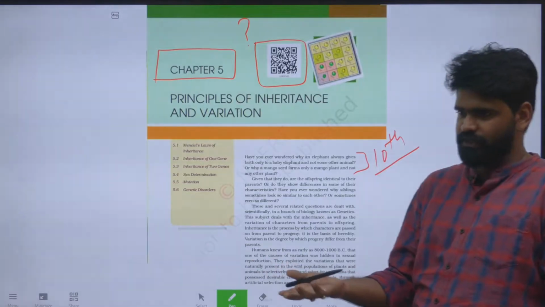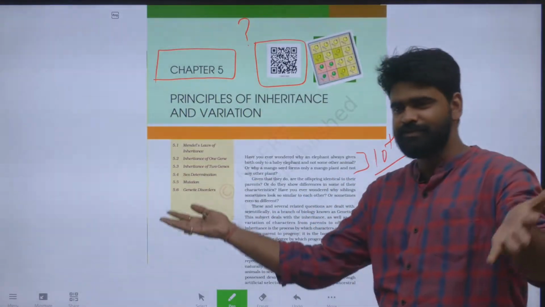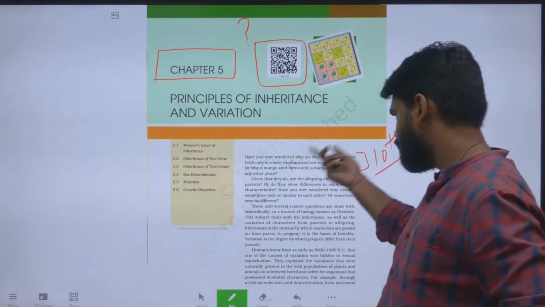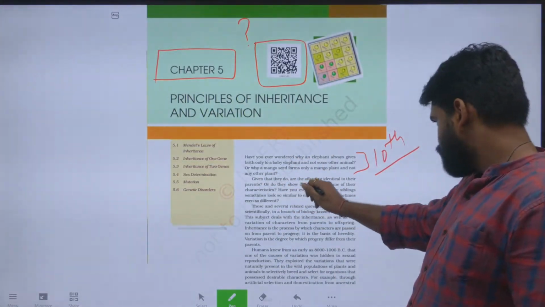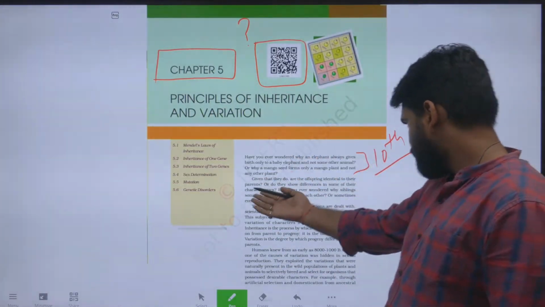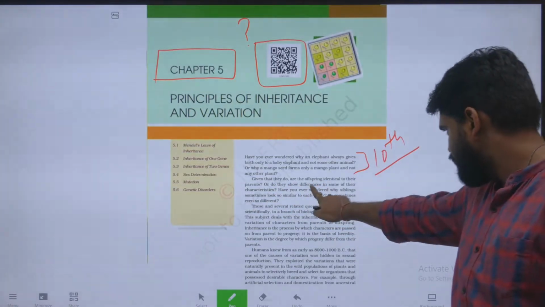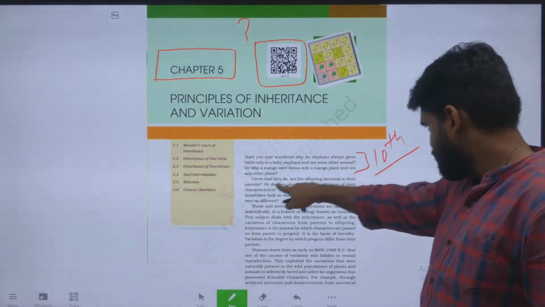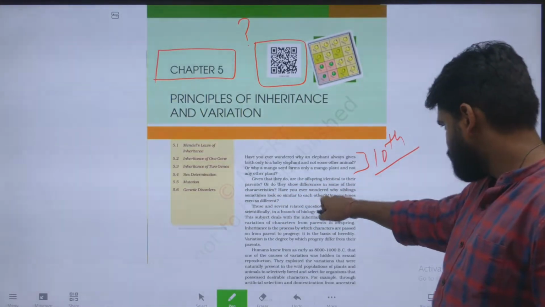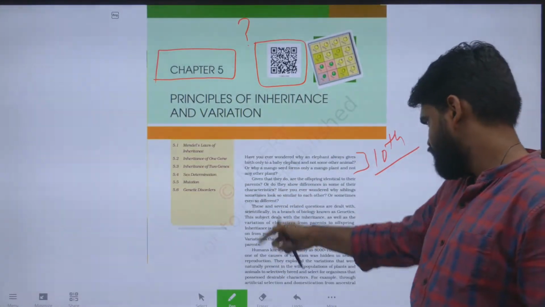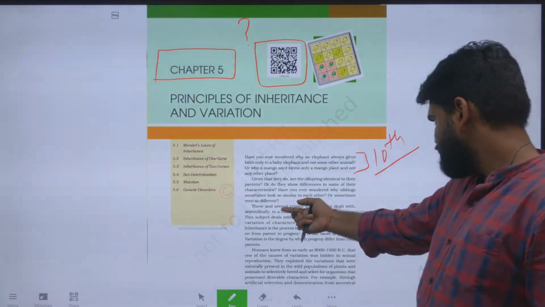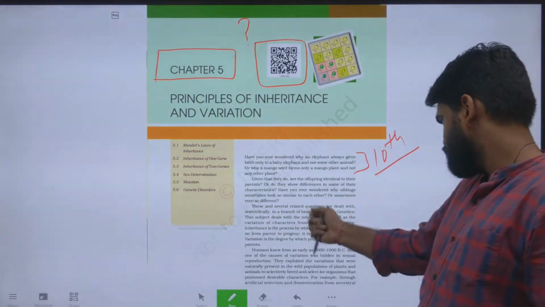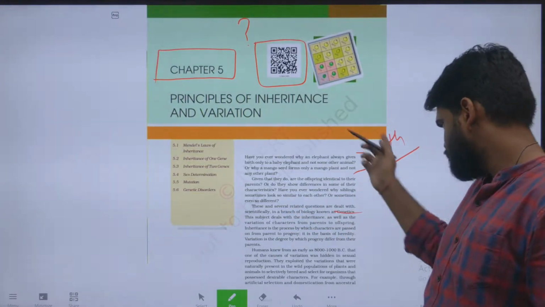Inheritance, because of inheritance, right? Do the offspring look identical to their parents, or do they show a difference in some of their characteristics? Have you ever wondered why siblings sometimes look so similar to each other, or sometimes even so different? These and several related questions are dealt with scientifically in this branch of biology called genetics.